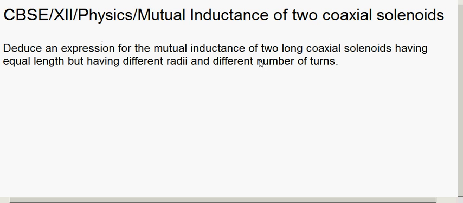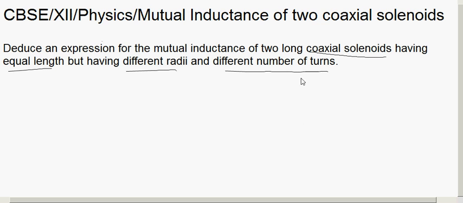Now important points to note here is they are coaxial solenoids and having equal length, different radii and different number of turns. So no other quantities are given here. We can assume, for example, the first solenoid has n1 number of turns and has a radius of r1, etc. So we'll assume each and every quantity and then we will try to derive the mutual inductance.